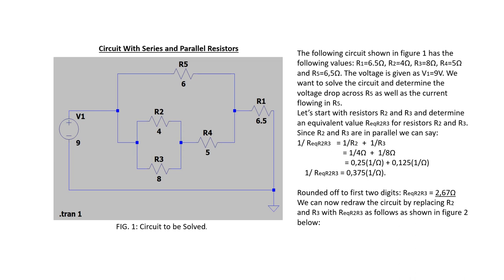Discussion on a circuit with series and parallel resistors. We're going to discuss this circuit as shown in figure 1. As you can see, R1 is 6.5 ohms, R4 is 5 ohms, R5 is 6 ohms, R2 is 4 ohms, R3 is 8 ohms, and V1 is 9 volt.